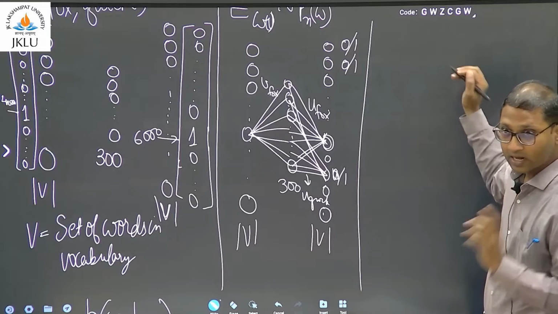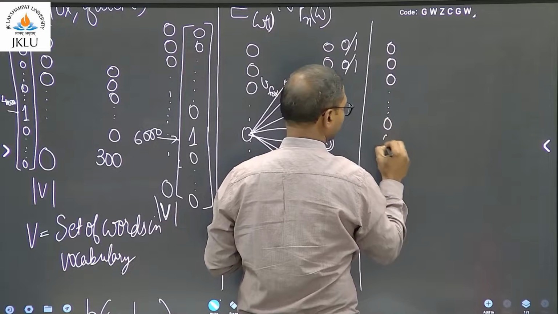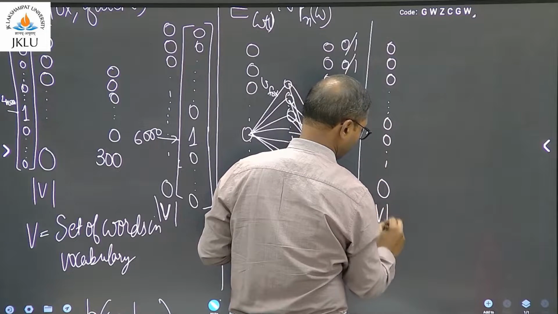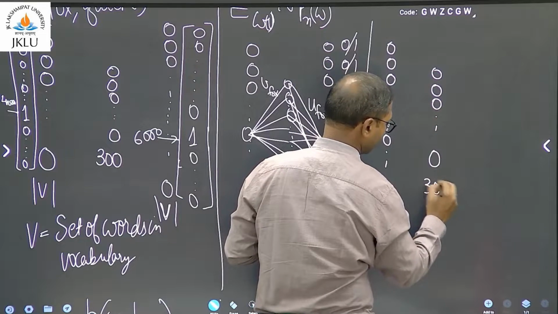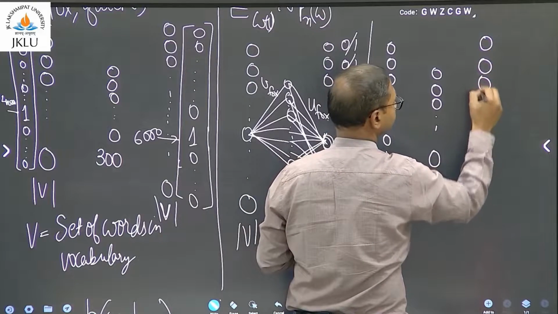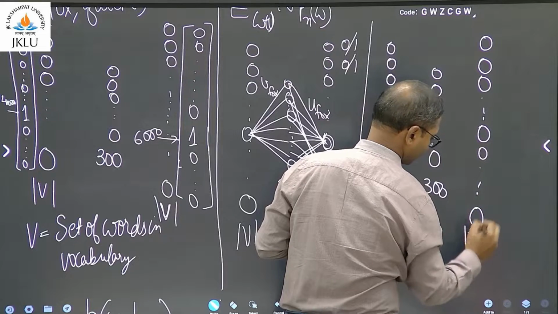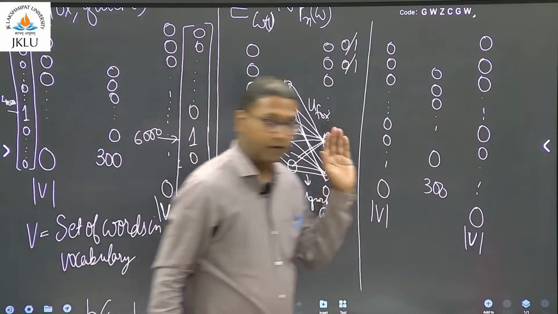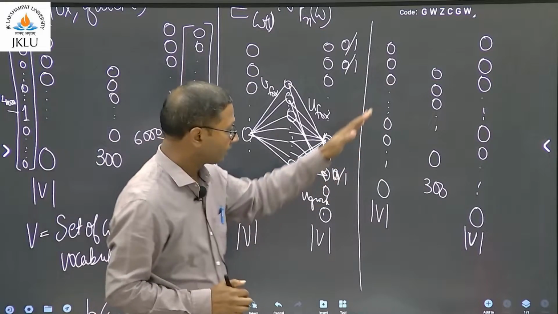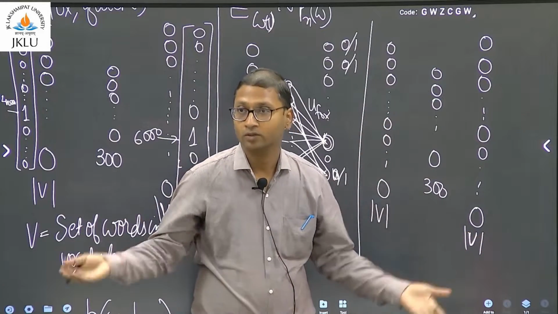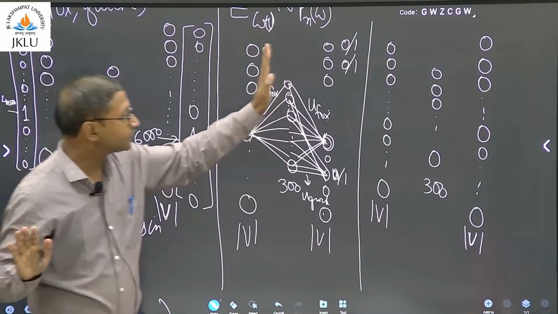So how should I draw this last one? There you should be able to help me. How many neurons in the first layer? Mod v. All right, mod v. Hidden, 300. All right. What about the last one? Mod v. Right? And what are we saying in this case? We are saying you don't need what? What is the difference between here to here now?